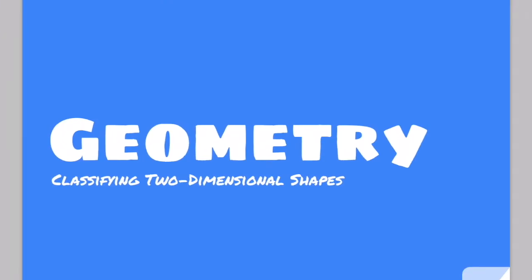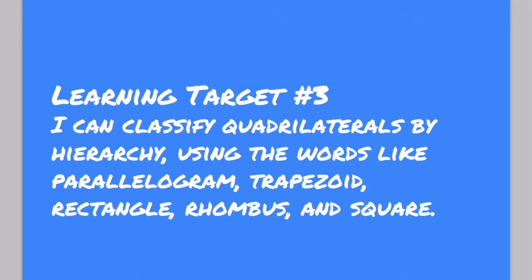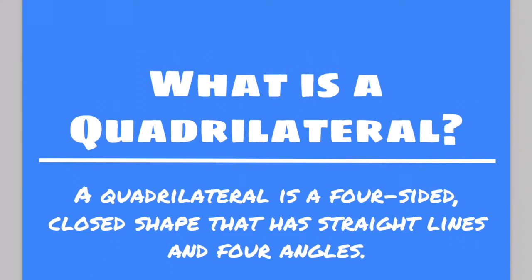So let's flip the page here and dig into four-sided figures, which we call quadrilaterals. We looked at this last Wednesday and Thursday. I can classify quadrilaterals by hierarchy using words like parallelogram, trapezoid, rectangle, rhombus, and square. And in fact, we threw in another shape, which was the kite, which we'll talk about in just a second. So what is a quadrilateral? A quadrilateral is just a four-sided, closed shape that has straight lines and four angles. That's really the polygon there.